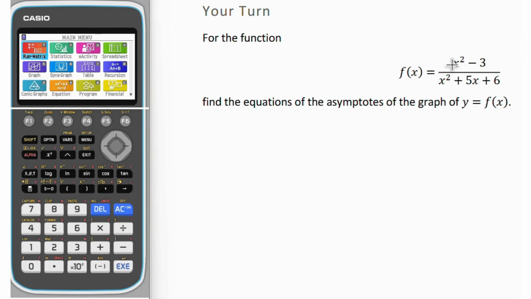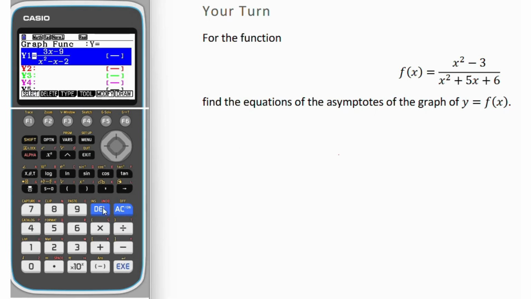Here we have a function. We're asked to find the equations of the asymptotes of the graph of this function. So first of all, let's put our graph into our calculator. I'm going to delete the one that's already in there, and I'm going to put in the fraction button, x squared minus 3 over x squared plus 5x plus 6.